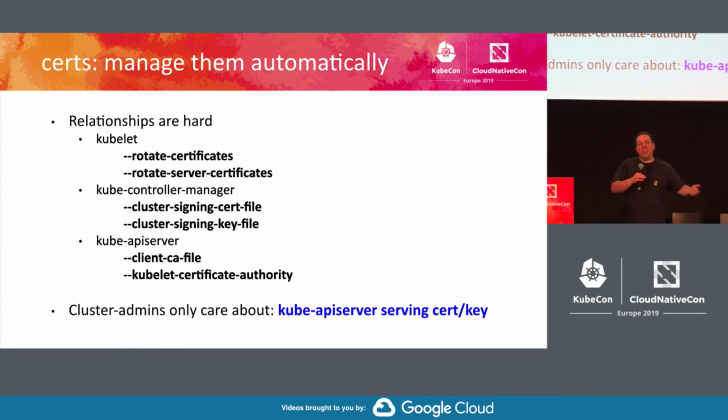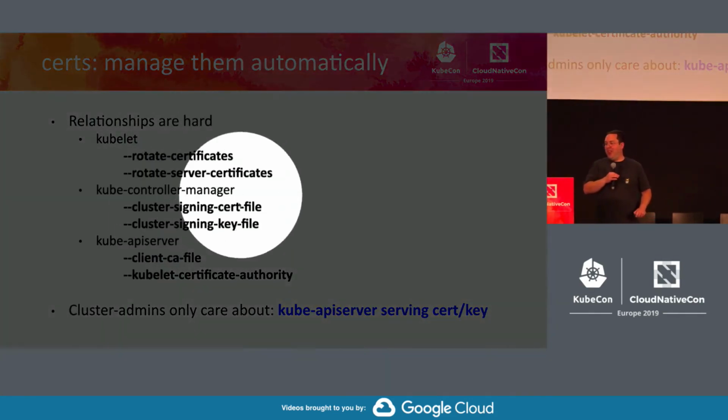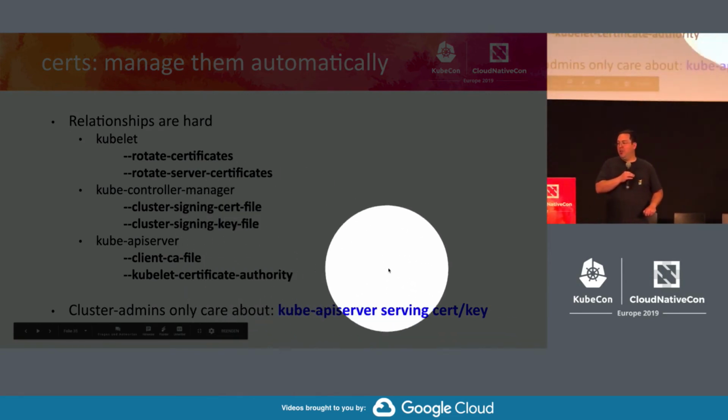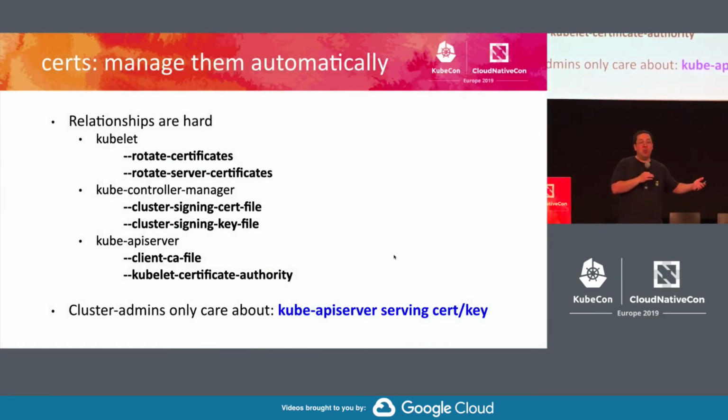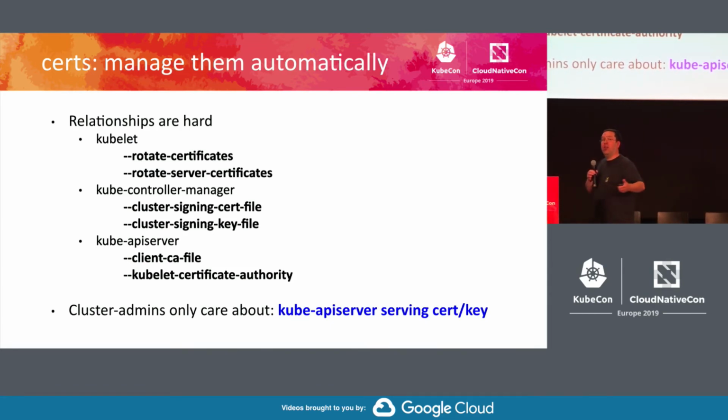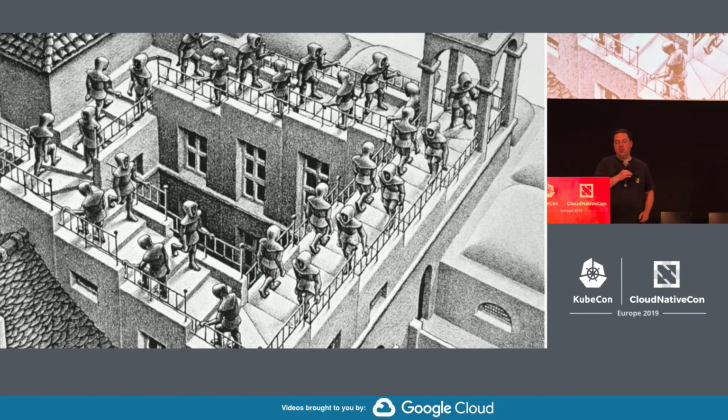And what did the cluster admin care about? He cared about one thing. He wanted to be able to bring the one cert that he paid for that is signed by Let's Encrypt or whoever it was, so his Kube-apiserver could actually be trusted. That's the one flag he wanted to set. And so we can take over management of all the others. And it makes it much easier and safer to roll out changes overall.